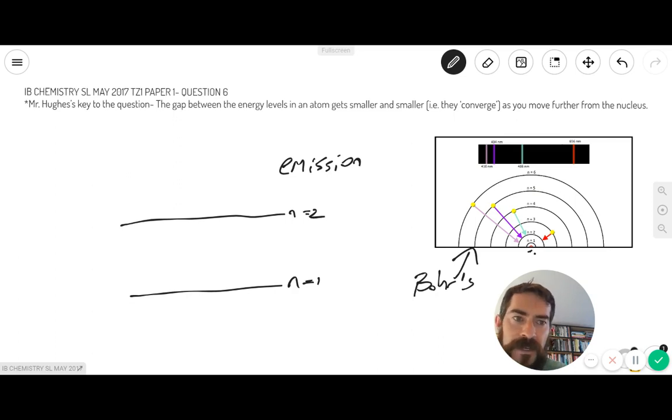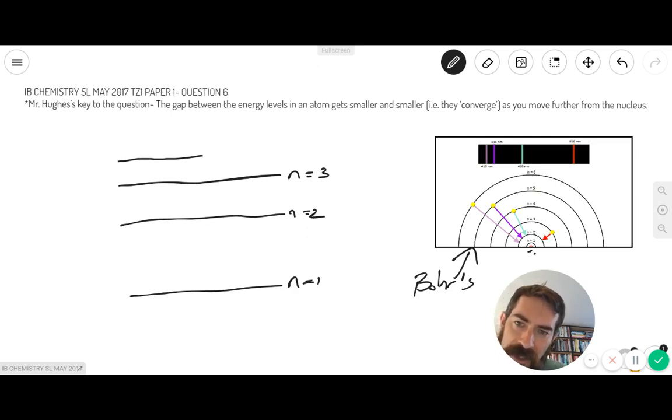But then I'm just going to get rid of that word emission for a second. As we jump from energy level 2 to energy level 3, you should notice that the gap starts to get smaller, not greater. So there was a big gap between n equals 1 and n equals 2, but then the gap starts to get smaller. And this is what we mean by convergence of the energy levels. It's getting smaller again. And if you were to continue, you would eventually reach a point where the energy levels converge so much upon each other that they're effectively at their maximum.